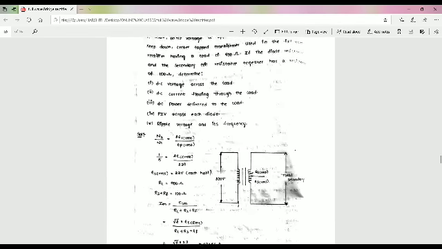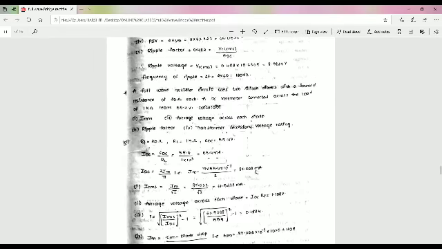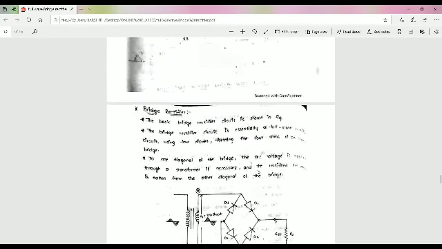Next, PIV is 2 ESM, and we will get 65.0538. Next, the ripple factor. The ripple factor is VRRMS by EDC. These are the formulas.